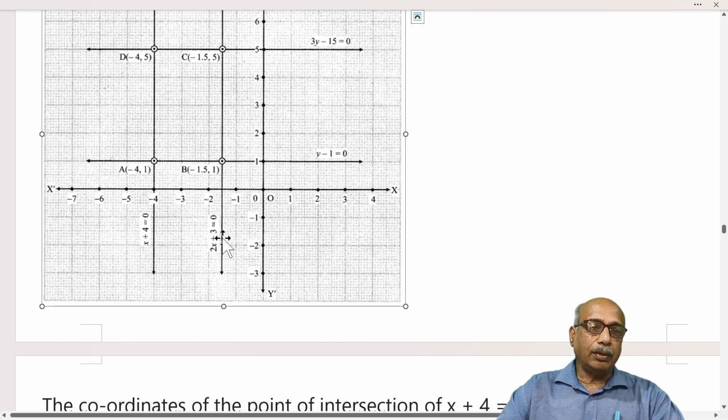2x plus 3 equals 0, that is x equals minus 1.5, what we have calculated. It will pass through minus 1.5. This is minus 1 and minus 2, minus 1.5. x plus 4 equals 0, so x equals minus 4. So, at minus 4, it will pass. So this will be the quadrilateral ABCD. Its point coordinates of x and y will be such.